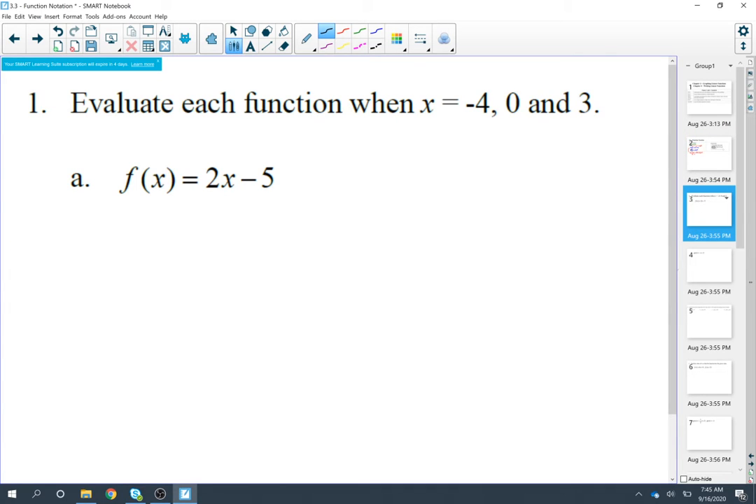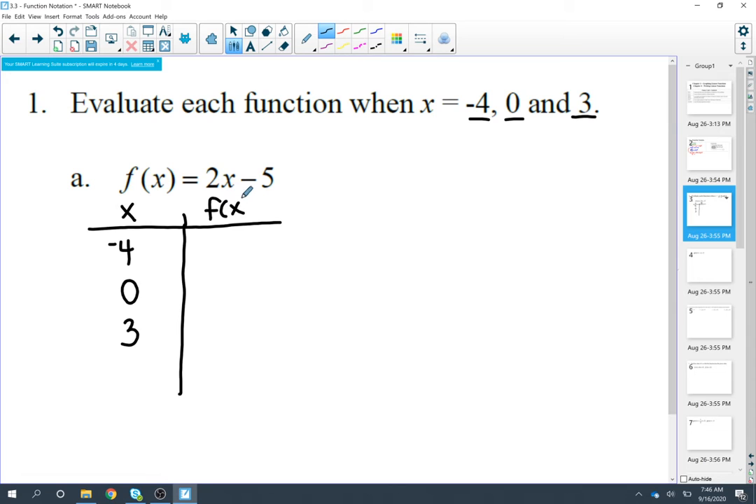Example 1. Evaluate each function when x equals -4, when x equals 0, and when x equals 3. So in order to do this, I'm going to make a table. This is an input-output table. It's telling me x is my input, is -4, is 0, and is 3. I grabbed those from right up here. Now, my function is 2 times x minus 5, and that's going to give me my f of x. So instead of putting y up here, which is what we're used to, I'm just going to put f of x, because that's my output.